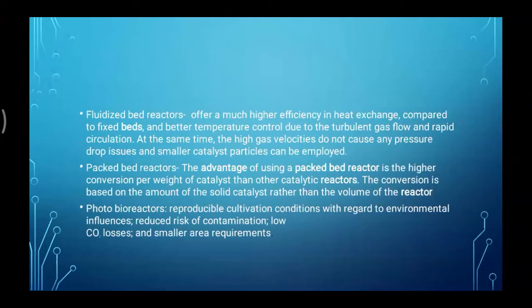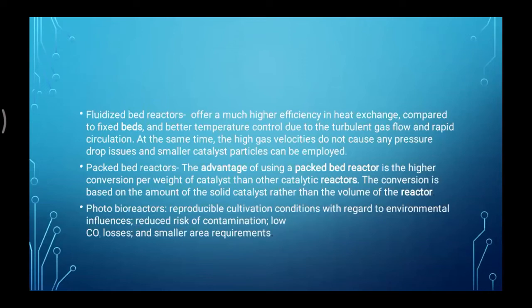Fluidized bed reactors offer higher efficiency in heat exchange compared to fixed beds like packed beds, and better temperature control due to the turbulent gas flow and rapid circulation. At the same time, the velocities do not cause any pressure drop issues, and smaller catalyst particles can also be employed in fluidized bed reactors. In packed bed reactors, the advantage is a higher conversion per weight of catalyst than other catalytic reactors. The conversion is based on the amount of solid catalyst rather than the volume of the reactor.